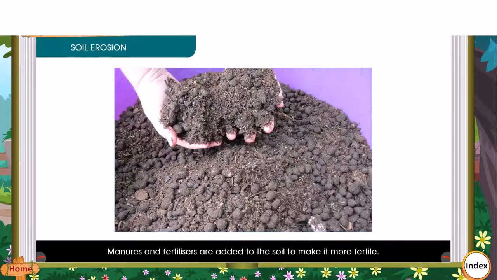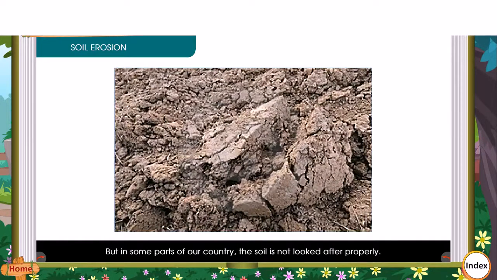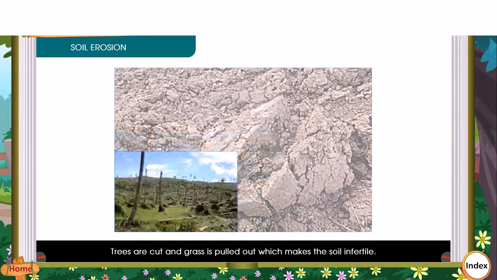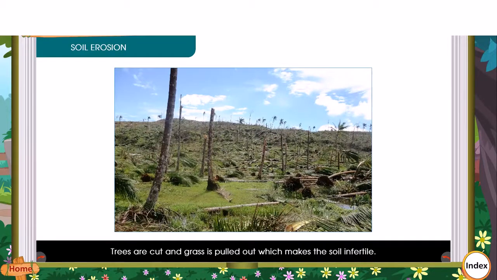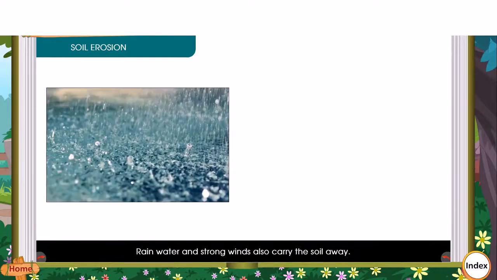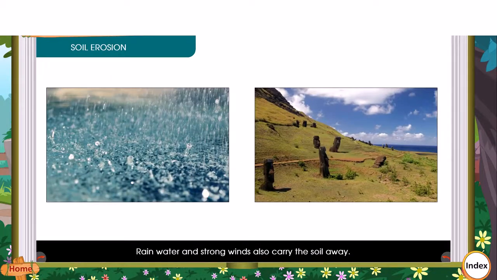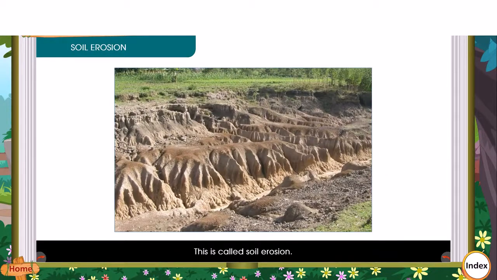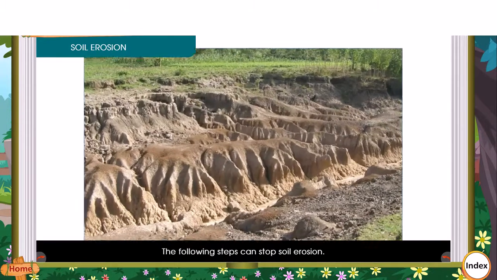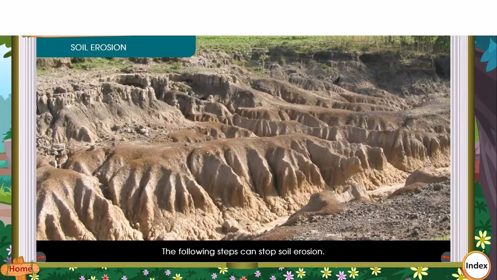Soil erosion. Manures and fertilizers are added to the soil to make it more fertile. But in some parts of our country, the soil is not looked after properly. Trees are cut and grass is pulled out, which makes the soil infertile. Rainwater and strong winds also carry the soil away. This is called soil erosion. The following steps can stop soil erosion.